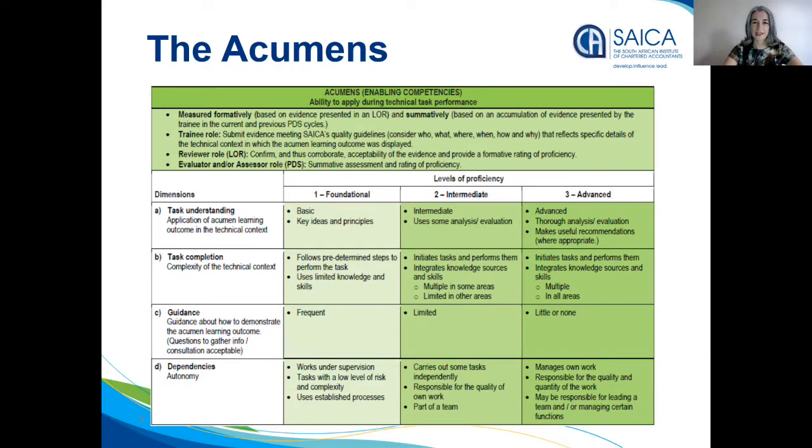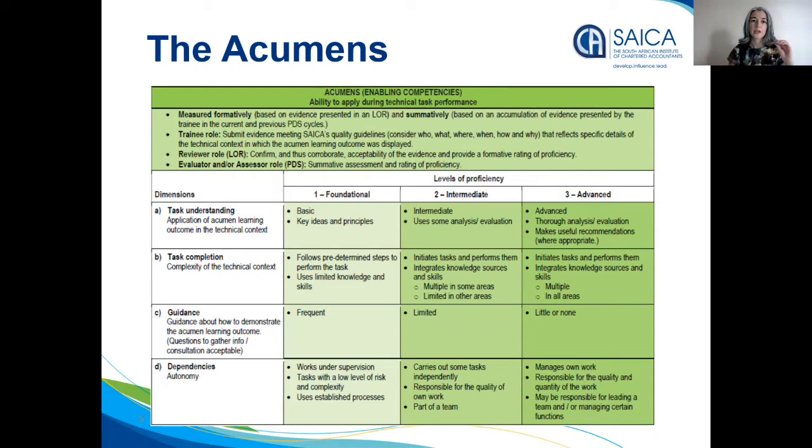Let's talk about the Acumens. You noticed how complex it can get to measure proficiency even when there are only 2 dimensions. With the Acumens, we have 4 dimensions: task understanding, task completion, guidance, and dependencies. I'm going to spend a little less time on the matrix and a little bit more time in the decision tree for the Acumens, because I think it will make a little bit more sense if we work through that together.